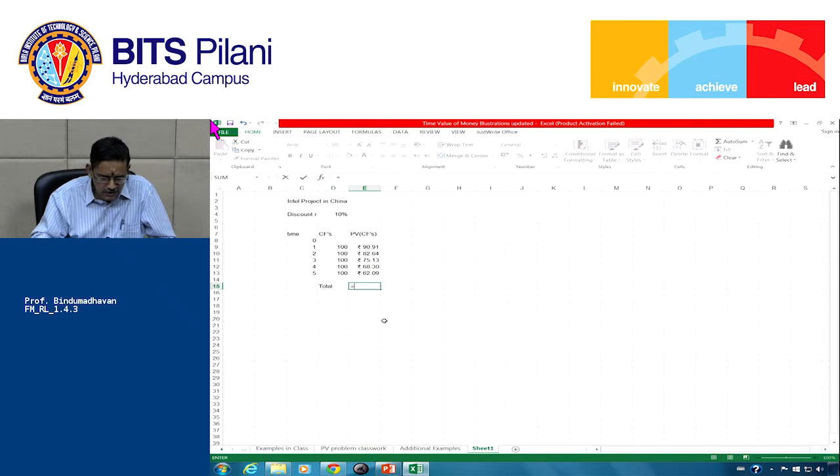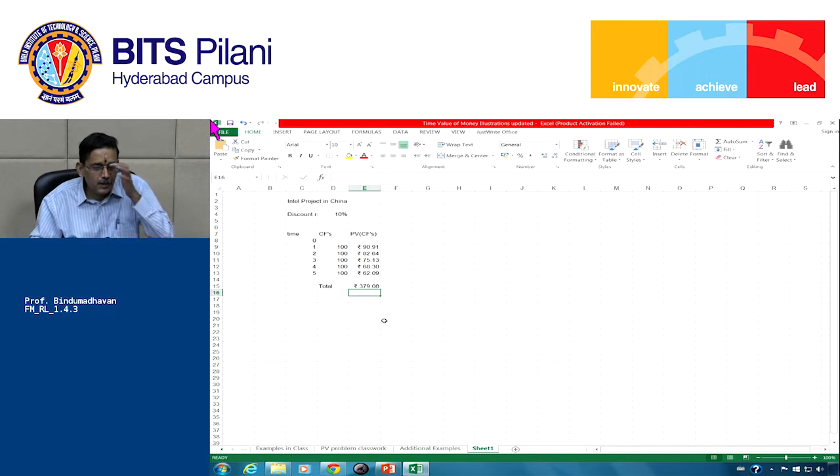So there is a function in Excel called sum. So I type equal to sum and then I point it to the cells. The first cell, I press down the shift button and the down arrow and then close the bracket. So that gives me the sum, which is $379.08. So if suppose the rate had been 15%, then it becomes 335.